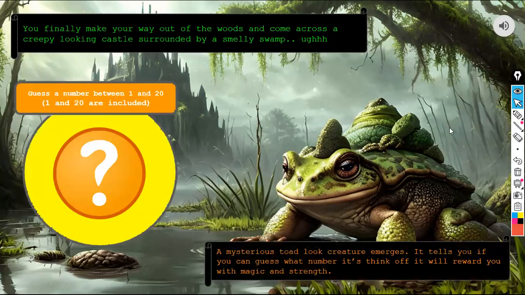Here's what. I need everyone to guess a number between 1 and 20, 1 and 20 included. And if you guess the correct number, you will be rewarded with something. The magical toad will give you something. Send it on the chat, guys. Any number between 1 and 20. Let's see if you guys get lucky.